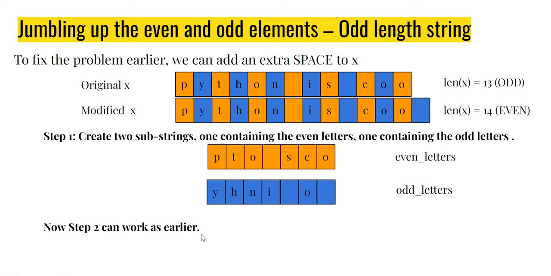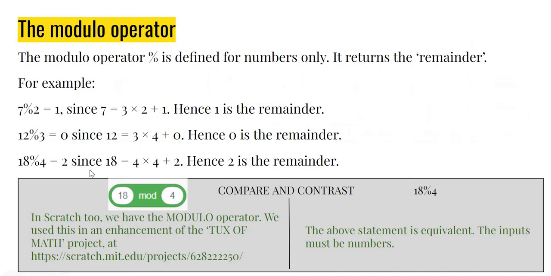So the challenge really is to figure out if the length of the incoming string is an odd number, and if so, then I have to extend it. And the way I do it is using this modulo operator. Modulo operator is actually very, very interesting, and in fact, it's used in a lot of scenarios. Let's first understand what modulo means. The modulo operator is defined only for numbers, and in simple words, it returns the remainder.